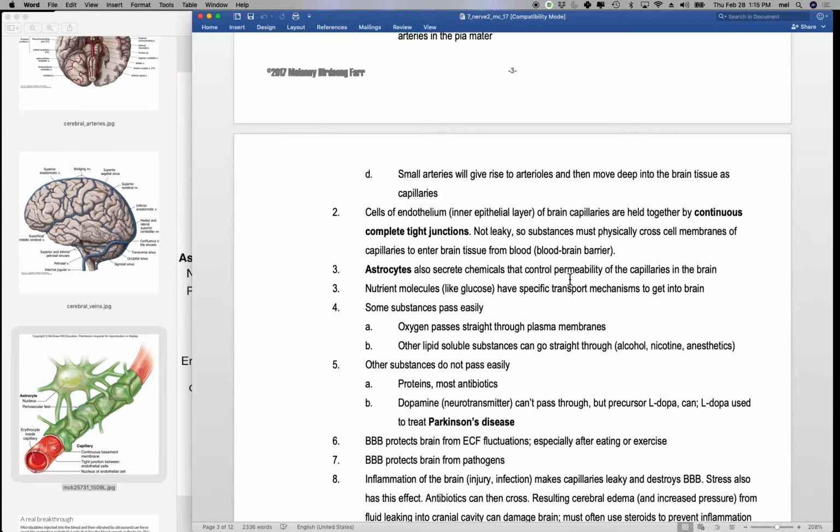Other things are lipid soluble, and sometimes that's good and sometimes it's bad. Nicotine is lipid soluble. That's one of the reasons why you can feel it in the brain really, really quickly. Alcohol is lipid soluble. That's one of the reasons you can feel it in the brain really, really quickly as well. So alcohol is lipid soluble.